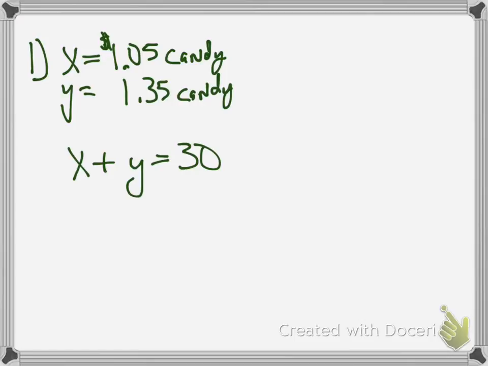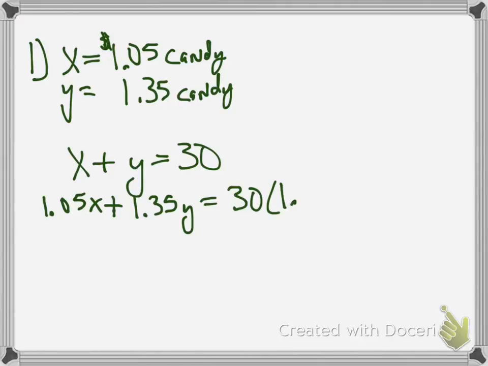Anyways, then here's your mix equation. This is where the other amounts come in. So x was the $1.05 candy. I'm mixing in the $1.35 candy, and I'm going to get a total of 30 pounds times the $1.17 amount. So notice how those three amounts work themselves in.